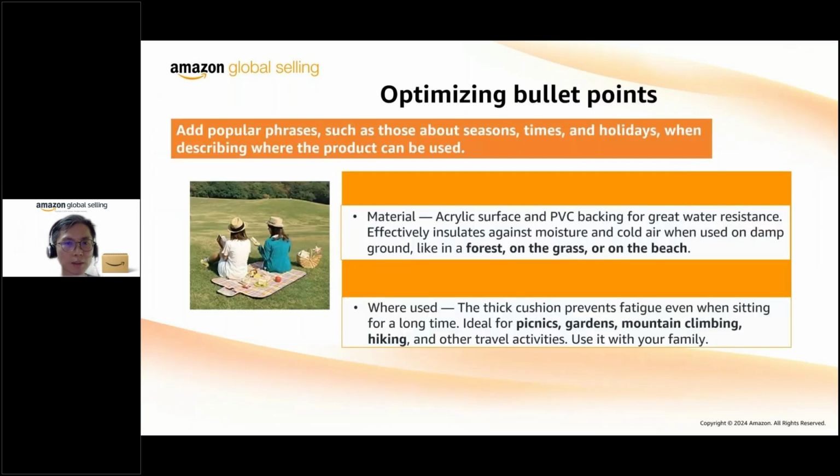Some popular phrases that we see mentioned in bullet points are things like the seasons, the holidays, or even describing where the product can be used and the materials. These are the things that customers are more concerned about when they want to buy something. They will look through and see if that is something that they need.